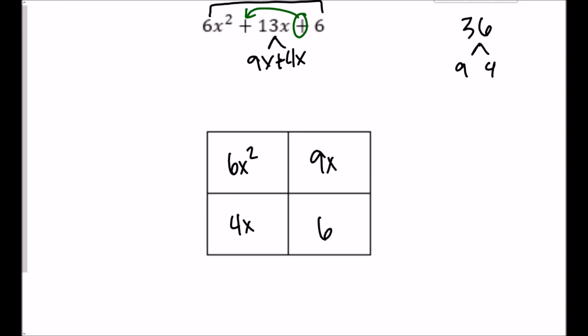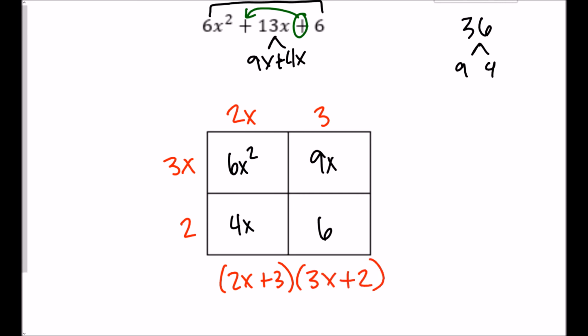Common factor within that first row would be 3x. So I'm missing a 2x here in order to get a product of 6x squared. 2x times 2 would give me 4x, and 2 times 3 would give me 6. So my final answer here is 2x plus 3 times the quantity of 3x plus 2.